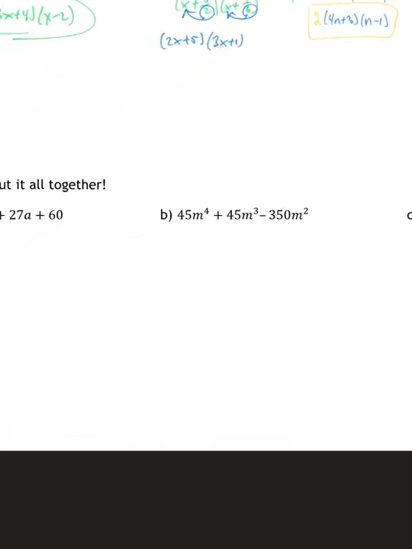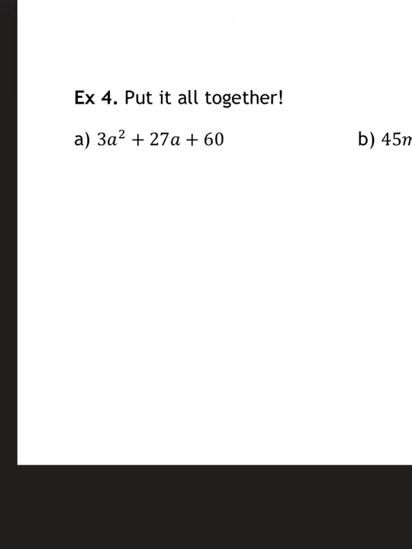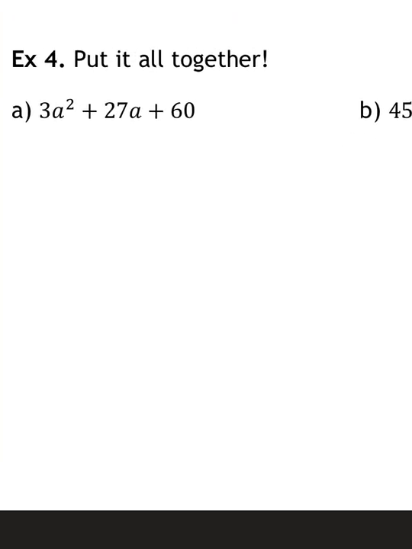All right, last 3. Let's put it all together. So the first one, 3a squared plus 27a plus 60. I know I've taught a lot, but let's knock these out. So GCF, what's in common in all of them? I can take out a 3. So a squared plus 9a plus 20. There's no a in the last term, so I'm good to go.